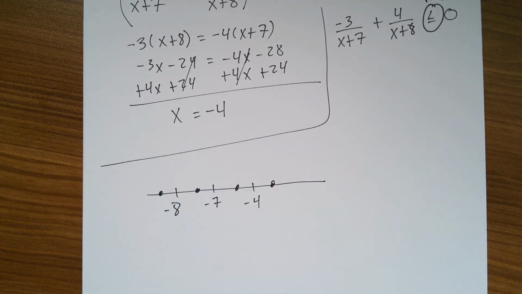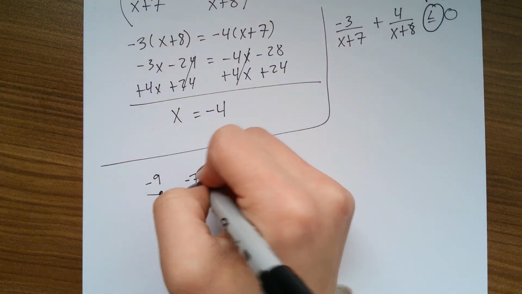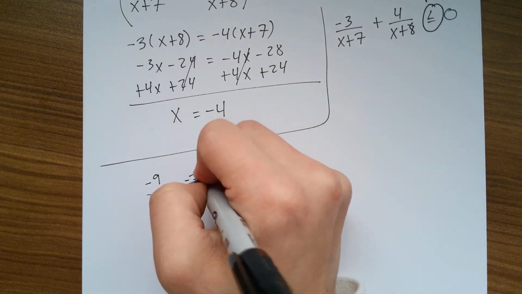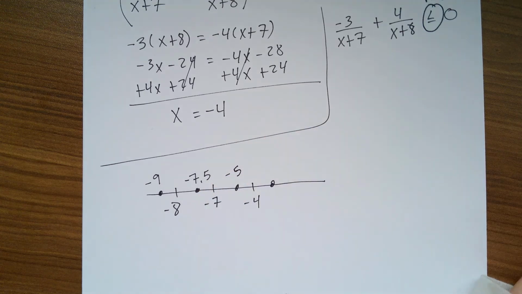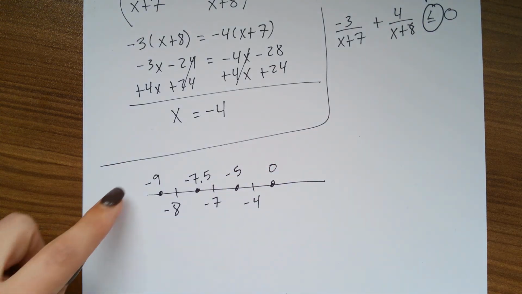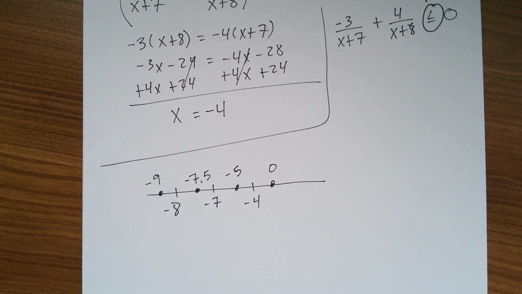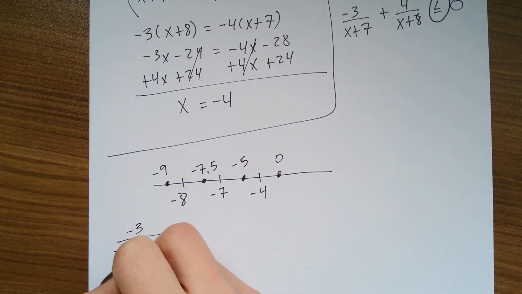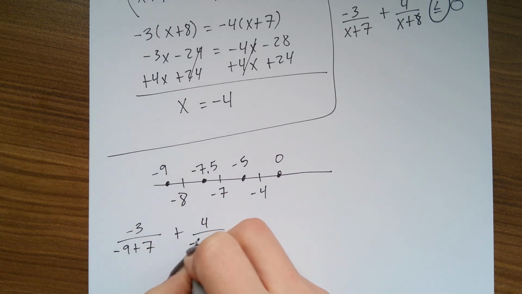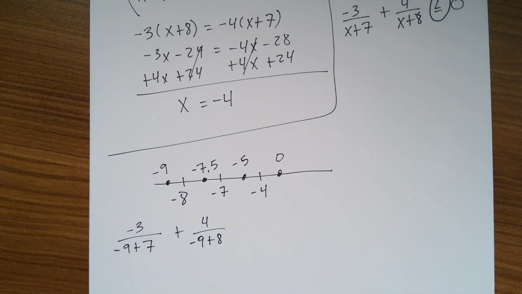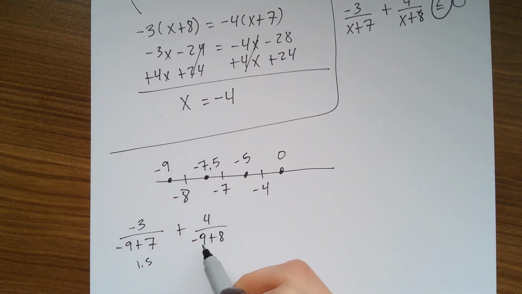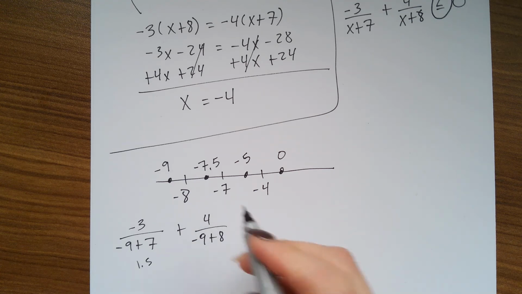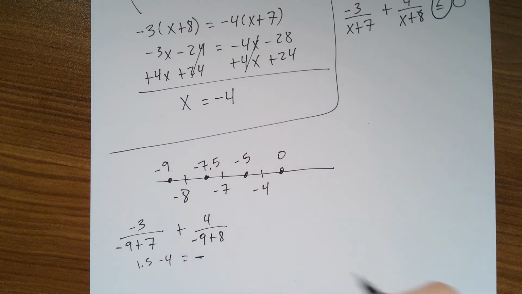So I'm going to pick something less than negative 8, something between negative 8 and negative 7, something between negative 7 and negative 4, and something to the right of negative 4. In this problem, I have 4 test points. Let's say negative 9, negative 7.5, negative 5, and how about 0? I'm just going to take each point and plug it back into this inequality. So I have negative 3 over negative 9 plus 7 plus 4 over negative 9 plus 8. Negative 9 plus 7 gives me negative 2. Negative 3 over negative 2 is positive 1.5. Negative 9 plus 8 is negative 1. 4 over negative 1 is negative 4. And 1.5 minus 4 is definitely something negative. So I know that everything less than negative 8 should be in my solution.